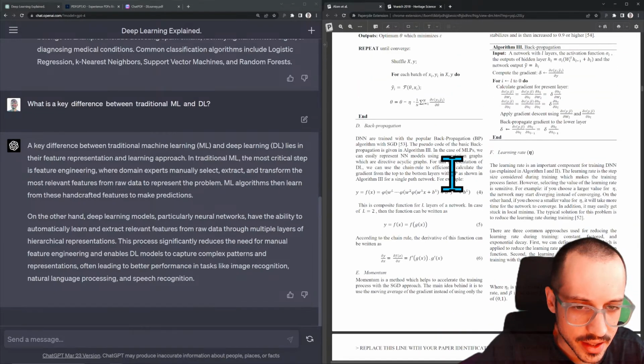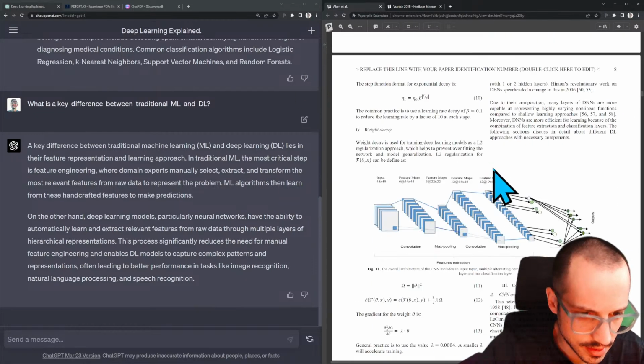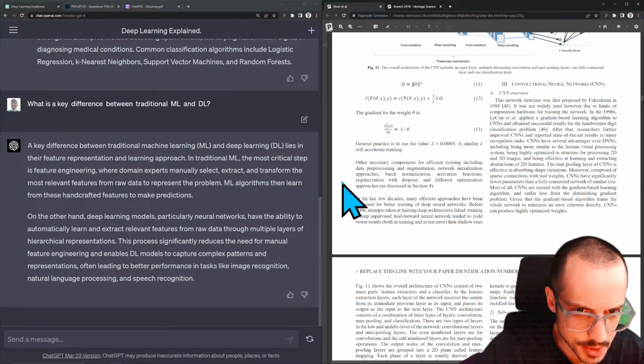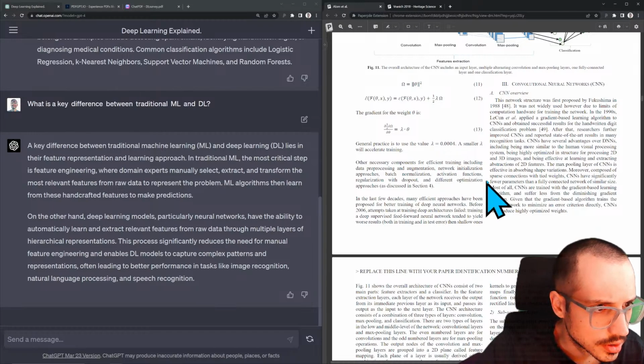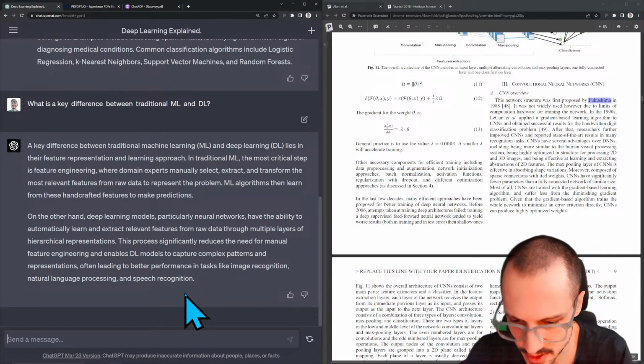Weight decay, momentum, backpropagation, SGD. These are all just basic concepts. GPT-4 is for sure going to know it. Network structure was first proposed by Fukushima in 1988. Maybe it doesn't know this. Let's see if GPT-4 knows this.